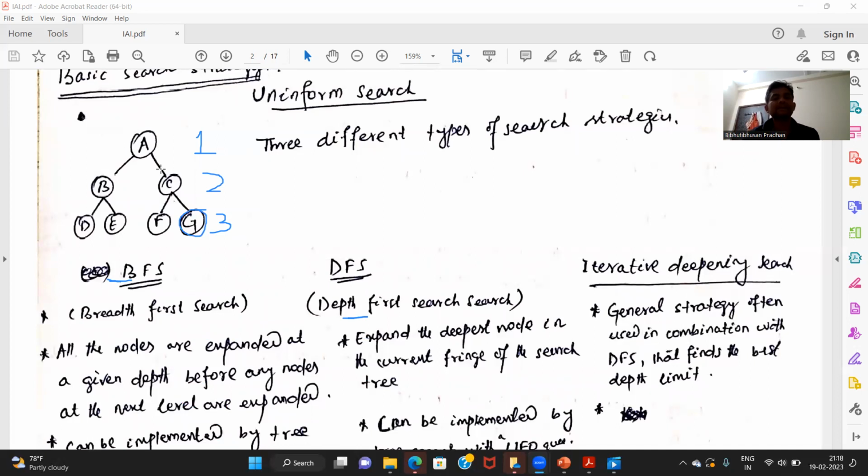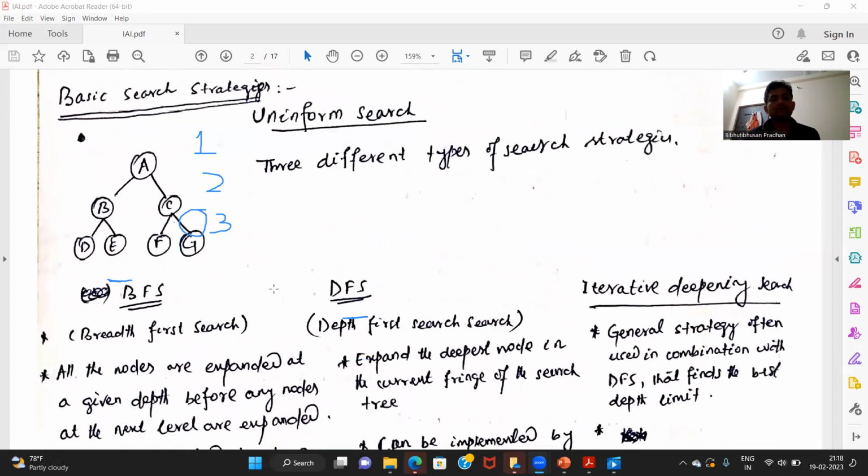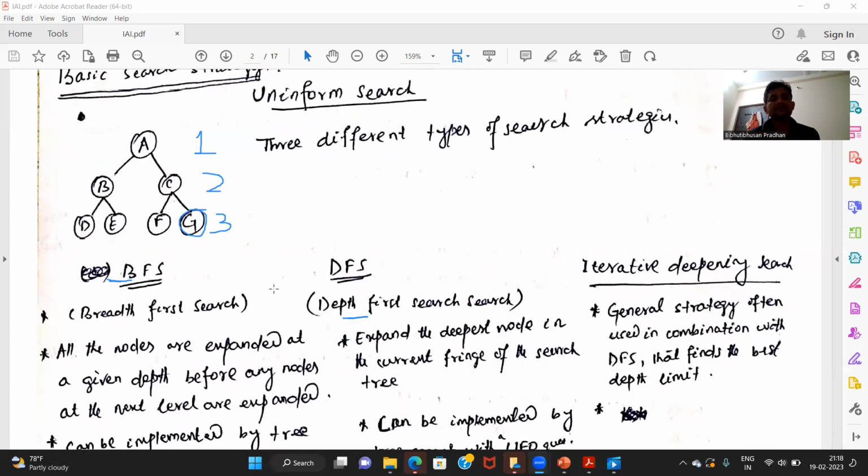Similarly, what is d? d is the depth at which the goal node is present. Suppose my goal node is present at C, then the depth is 2 here. Suppose my goal node is F, then the depth is 3 here. So it is the depth at which the goal node is present. What is m? m is the maximum depth of the graph. So here, what is the maximum depth of the graph? It is 3. So always you will see that m is greater than d.